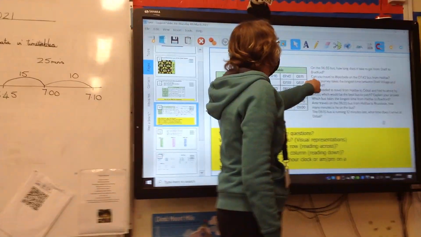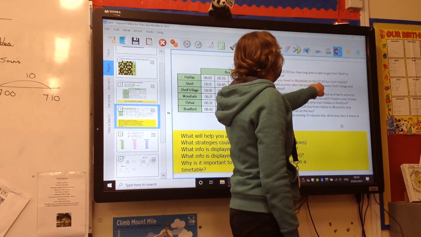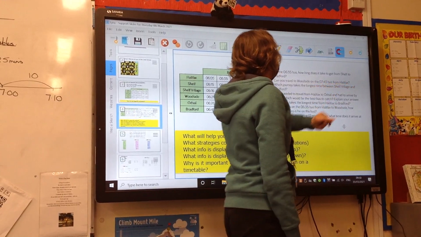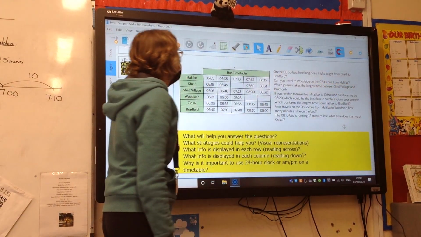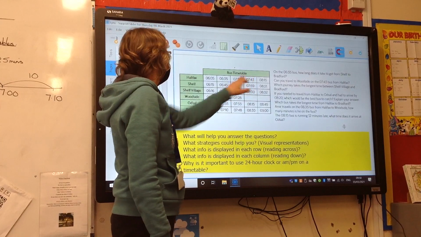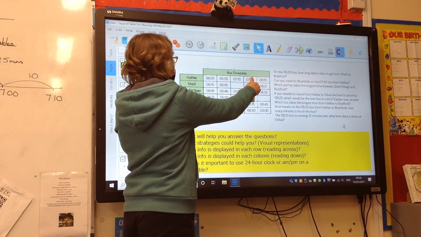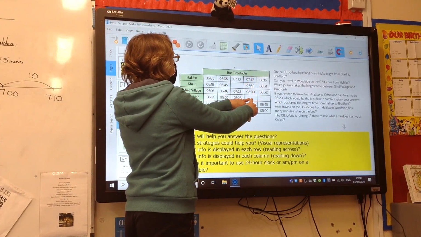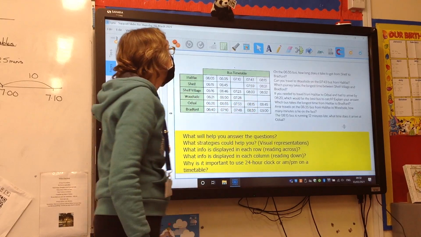Can you travel to Woodside on the 7:43 bus from Halifax? So there's the 7:43 bus, there's Woodside, let's use our rows and columns. Can you travel? No, you can't, because the bus doesn't stop there.